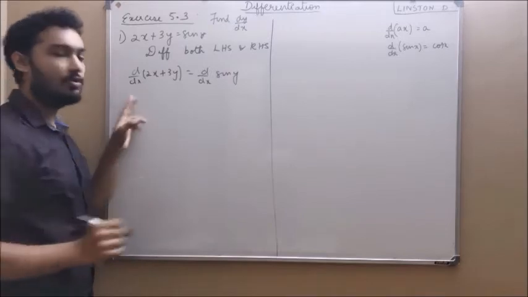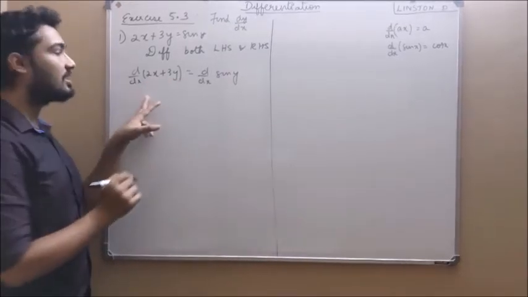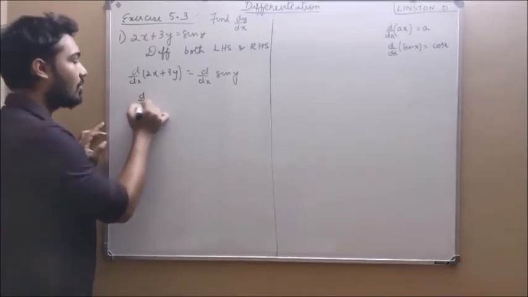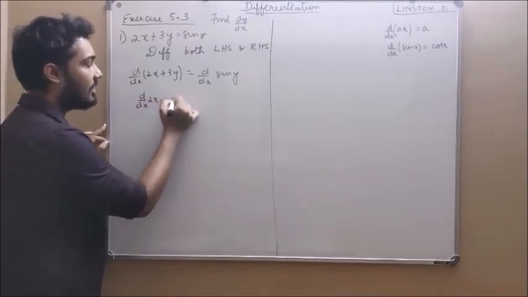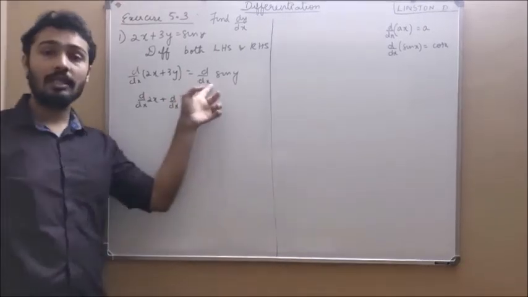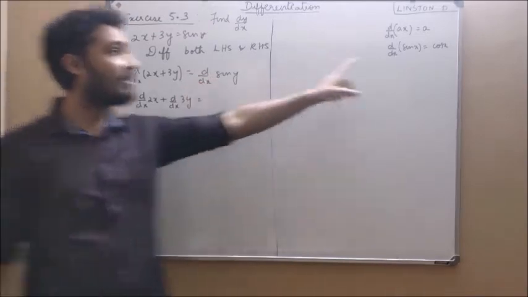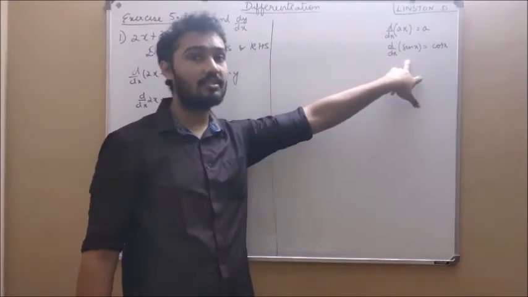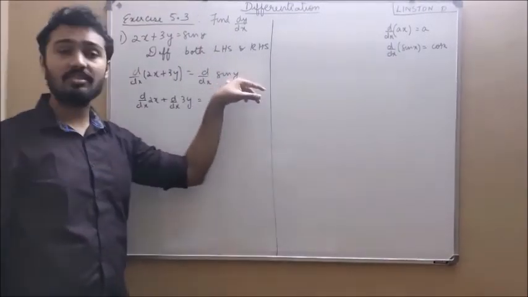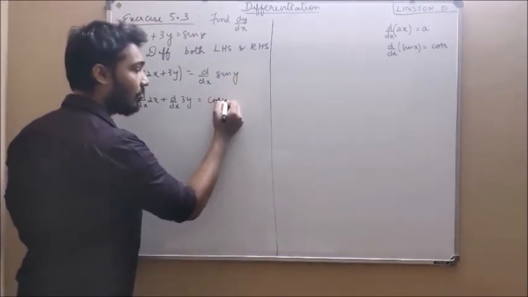So this is equal to, what is d by dx of sum? Sum is differentiate this plus differentiation of this. So d by dx of 2x plus d by dx of 3y equal to, now look here, d by dx of sin y. What is differentiation of sin x? Differentiation of sin x is cos x. So what is differentiation of sin y? Differentiation of sin y is nothing but cos y.